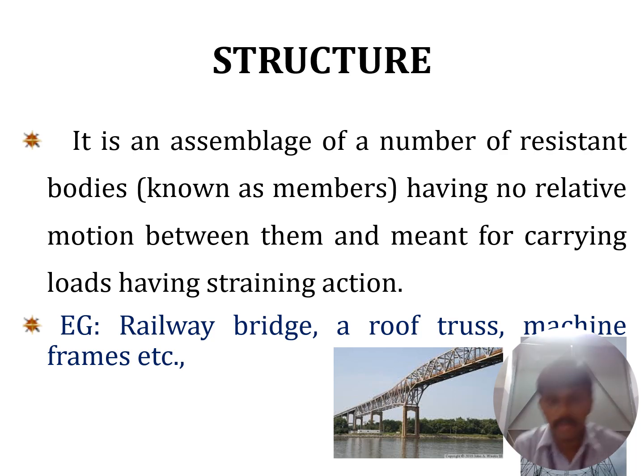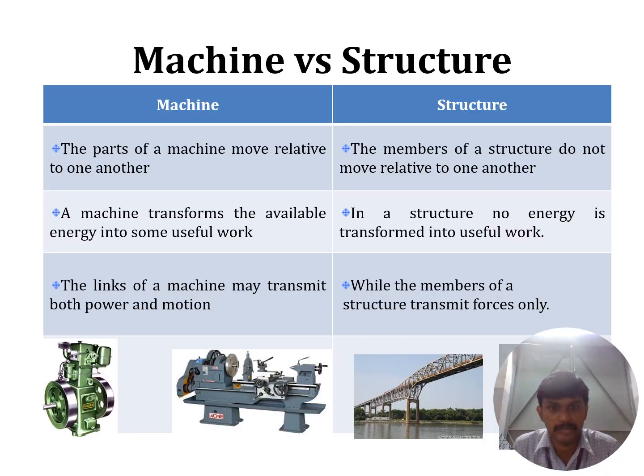Next one is structure. A structure is a resistant body, or a number of resistant bodies, that has no relative motion between them. Examples: bridges, roofs, trusses, machine frames, like that.